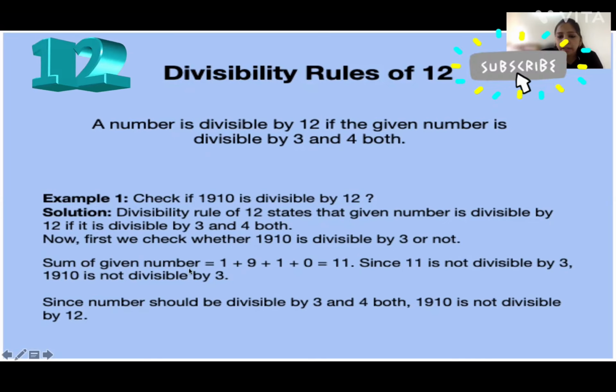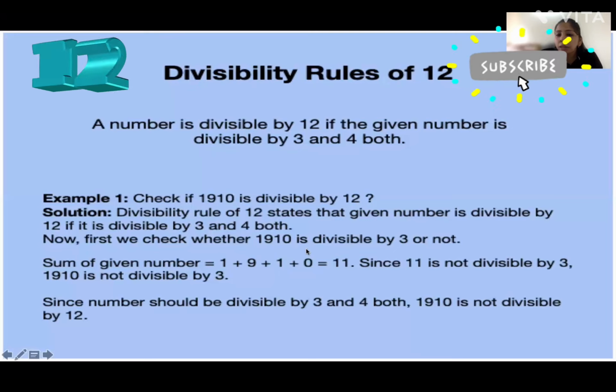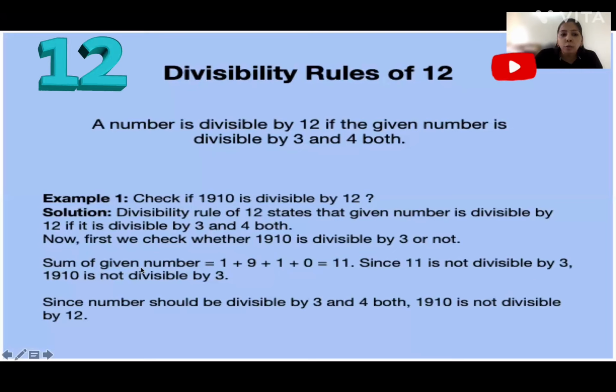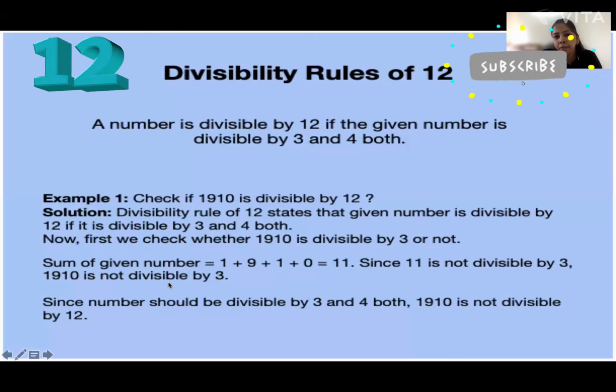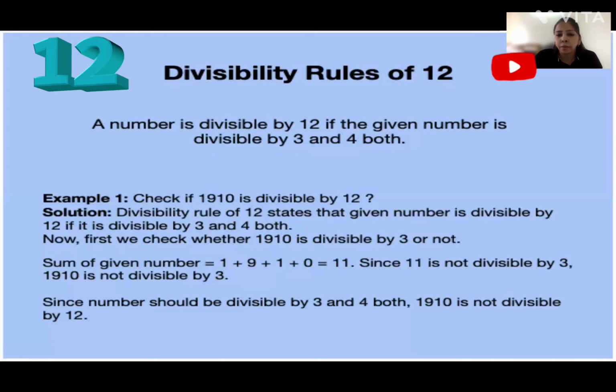Now, first we check whether 1910 is divisible by 3 or not. Sum of the digits, 1 plus 9 plus 1 plus 0 is equal to 11, because the divisibility rule of 3 is the sum of the digits. Since 11 is not divisible by 3, 1910 is not divisible by 3. Since a number should be divisible by 3 and 4 both, 1910 is not divisible by 12 because it is not divisible by 3.